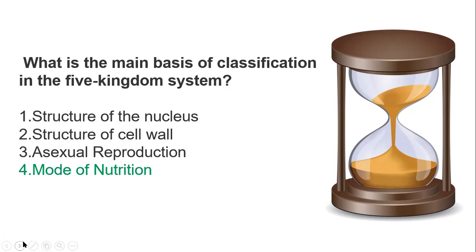Yes, revealing the correct answer. It's mode of nutrition. It's not at all a criterion for the classification of five kingdoms by R. H. Whittaker, right? So it's not a criterion. Mode of nutrition is not at all there. Instead, there are five other criteria.